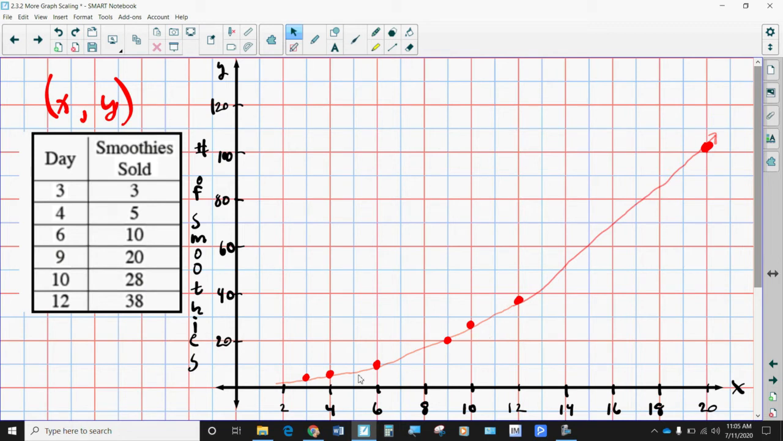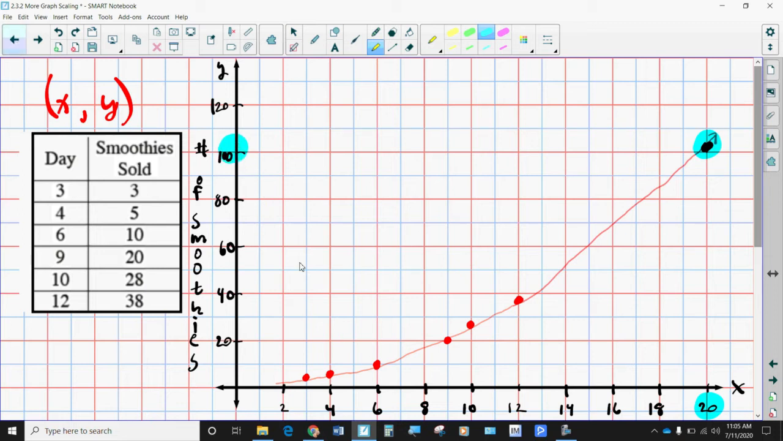If it's trending up here the entire way, we want to continue with that trend. So that's how I drew this line. This is a non-linear situation in that it doesn't form a straight line. It forms a curve, but the trend is going to continue with that curve most likely. So our goal was to approximately predict on day 20 about where that line would be, and it looks like it's somewhere around 100.